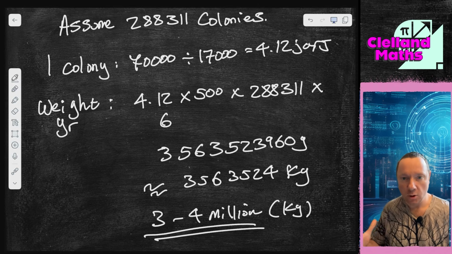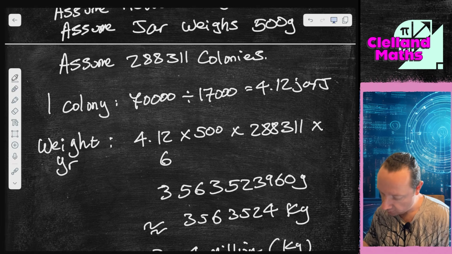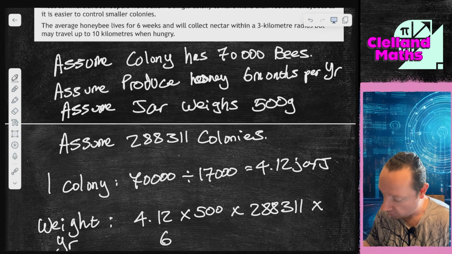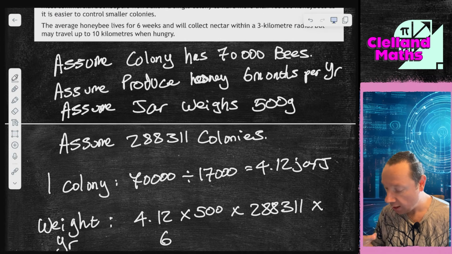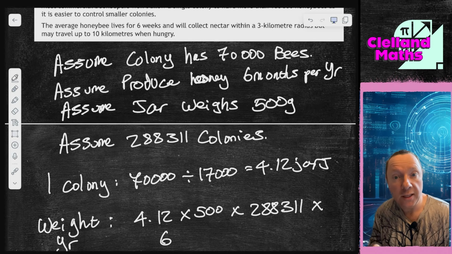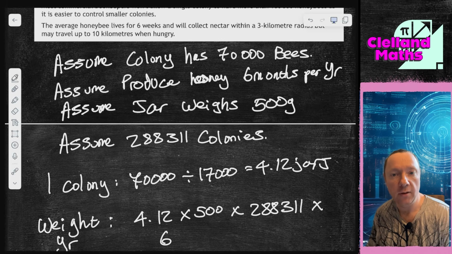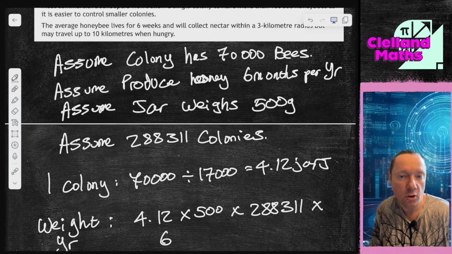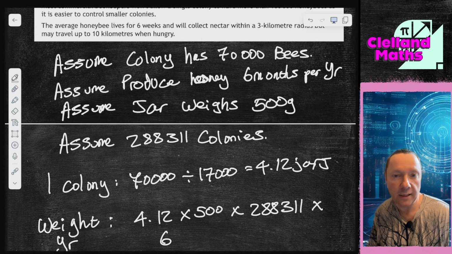Now, my answer is based on assumptions, right? I assumed the colonies were what it said in the question. I assumed the jar was 500 grams. I assumed we're producing 6 months a year. I assumed 70,000 bees. As long as your assumptions are based on the question and the data booklet and are reasonable, so you don't say a jar of honey weighs 1,000 kilograms, then you'll get the marks, okay? Same with production. If you don't know anything about bees, you might have said bees produce for the whole year. Again, whatever's reasonable, you'll get marks for.